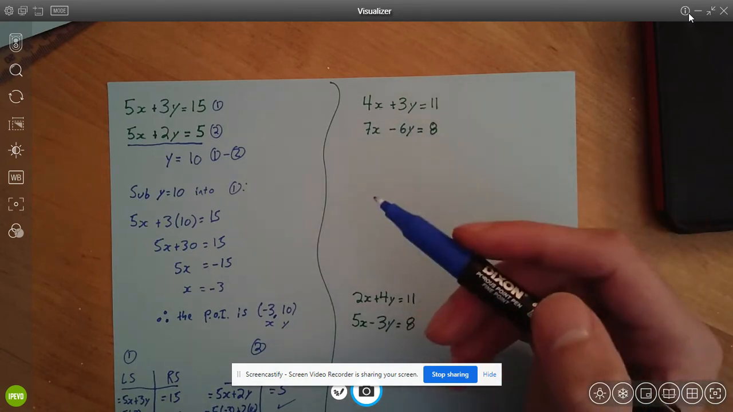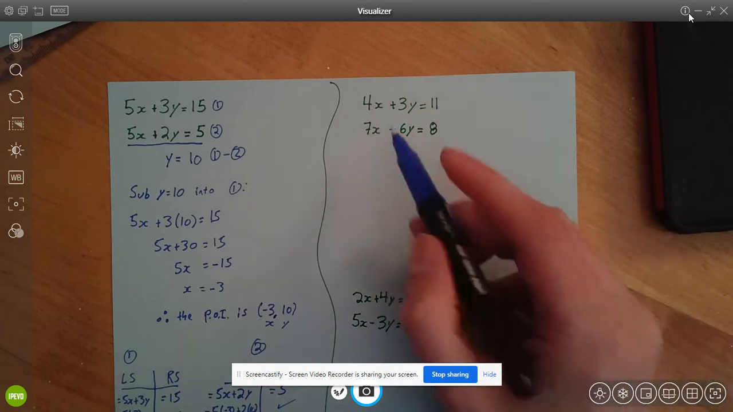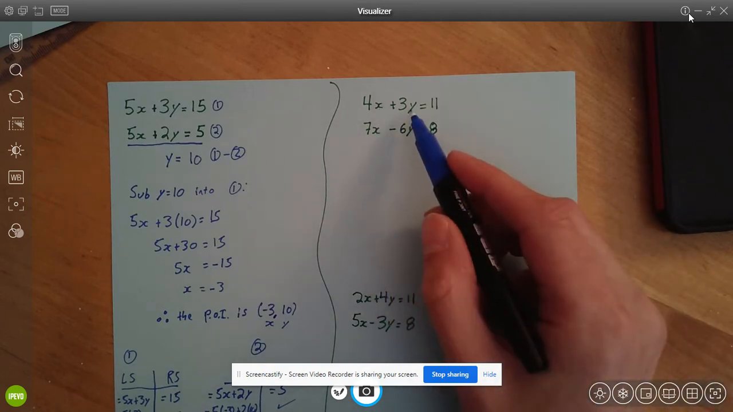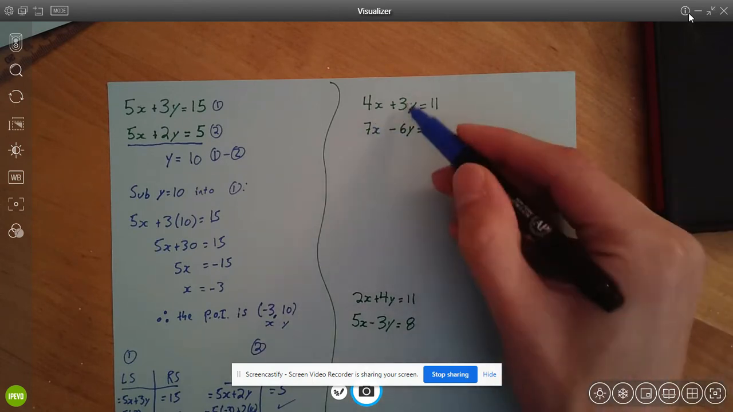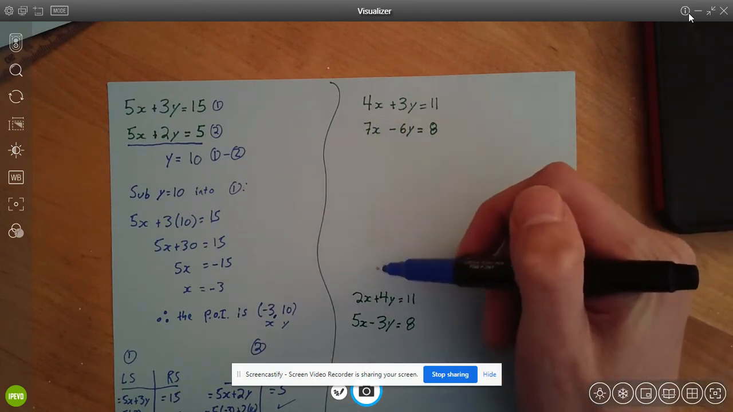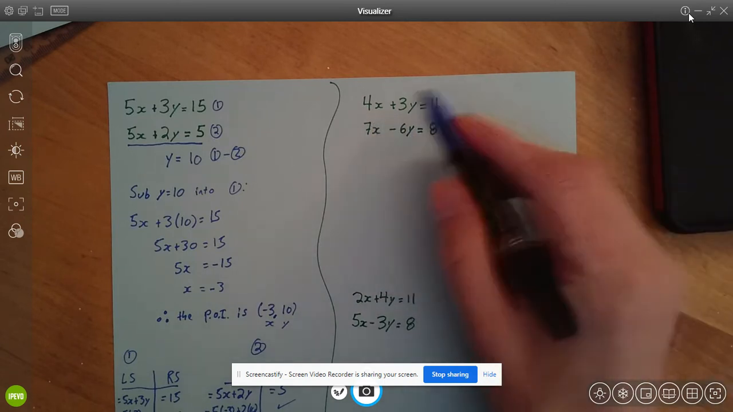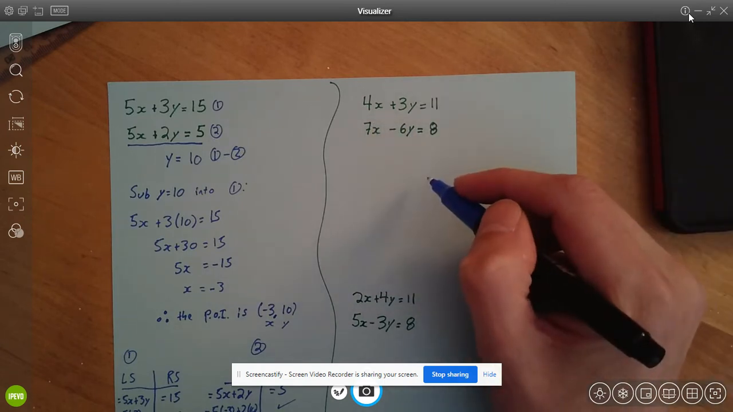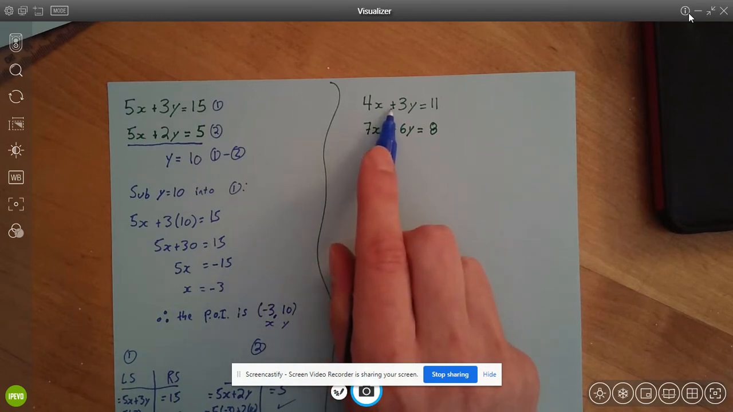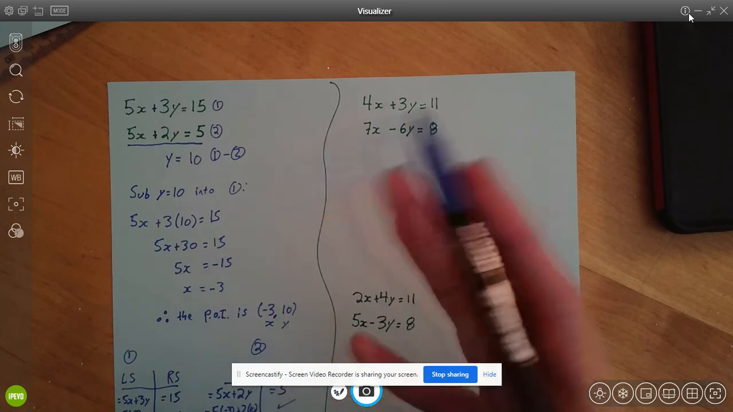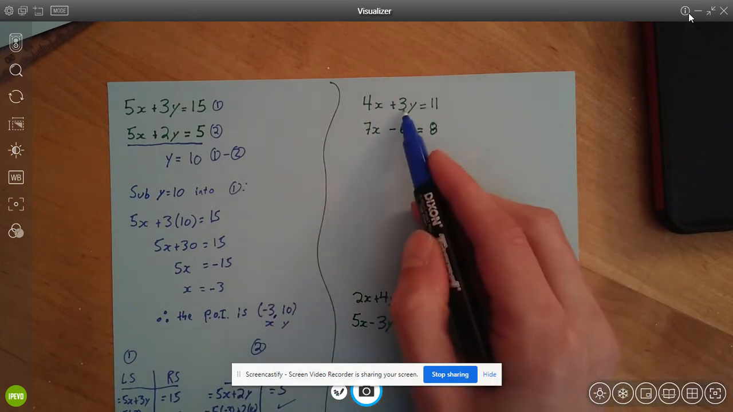What I really want is for the coefficients on at least one of the variables to be equal or opposite, but equal. So I want the same number in front of x or the same number in front of y. And the way I'm going to do that is by multiplying one of the equations. So really what I'd love here is to have it be a 6, because 6 and negative 6 would add together to make 0. How do I turn that into a 6?